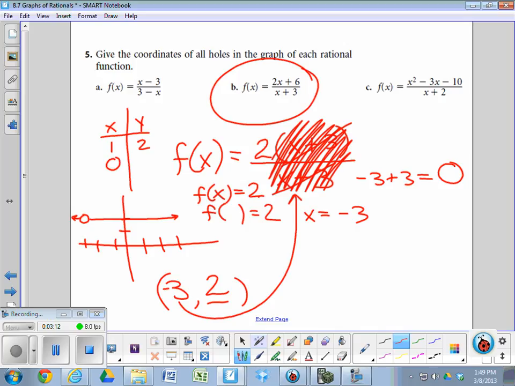Put 0 in. What's nothing times 2 plus 6? On the bottom, what's nothing plus 3? And what's 6 over 3? 2. Put negative 1 in. Guess what you get? 2. No matter what x you put into this original function, y is always 2. Except, what happens in this original function when you put in negative 3? The function is undefined. It says you have an error, indicated on the graph with a hole.